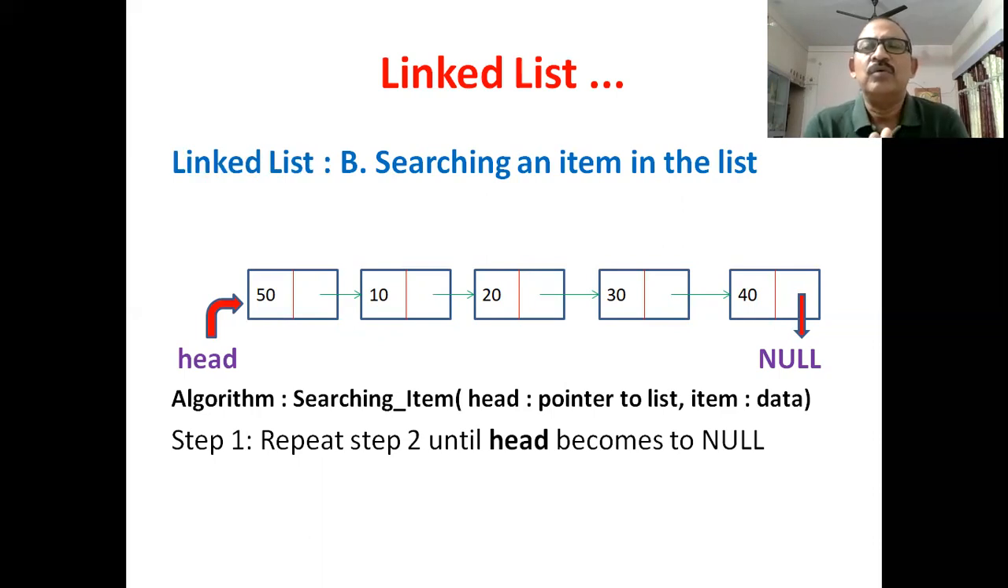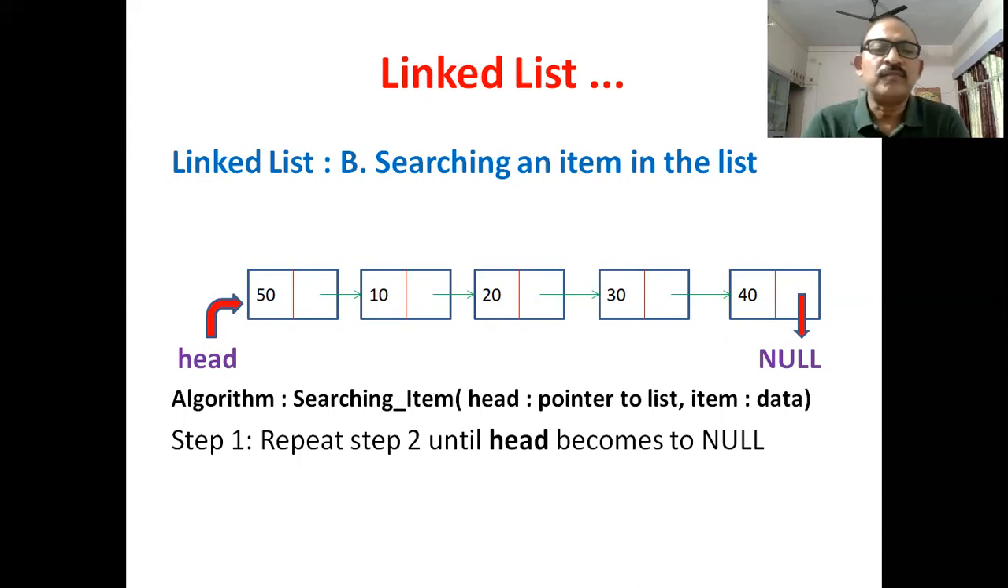If no, what do we want to do? We will go to the next node. And how will you reach the next node? Simply head equal to head next. And again compare, is head data equal to 20? If yes, exit from the loop. Otherwise, again set head is equal to head next. And we repeat this process until the item is found or the item is not found.